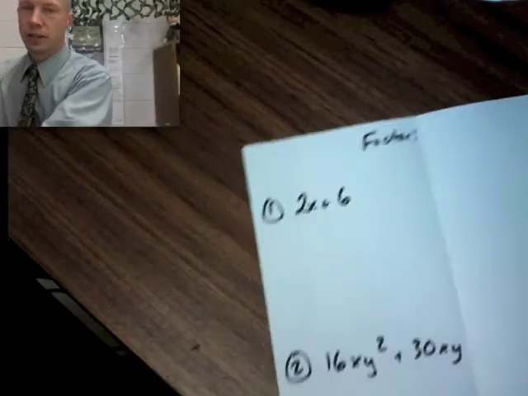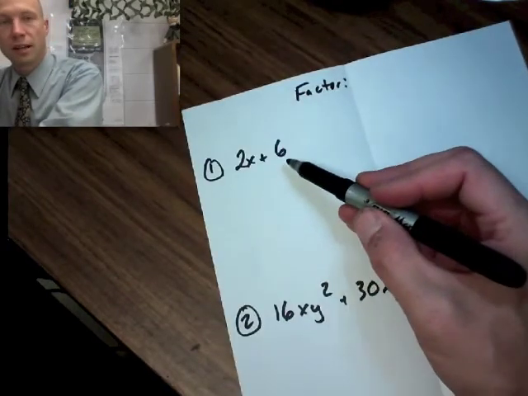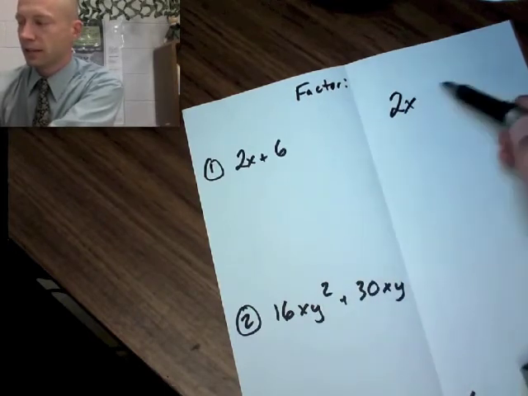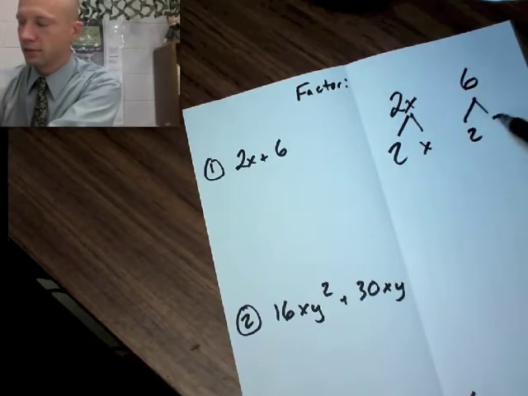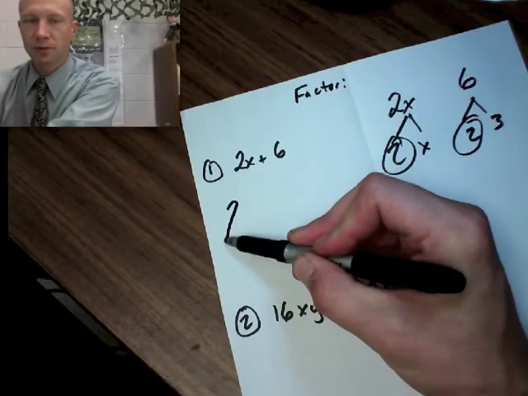Now, let's bring this up a notch. And let's call it the reverse distributive property. So if I have a term called 2x plus 6 and I want to factor this, then I want to find the greatest common factor of 2x and 6. Well, this is 2 times x. This is 2 times 3. The biggest thing they both have is 2. So my greatest common factor is 2.